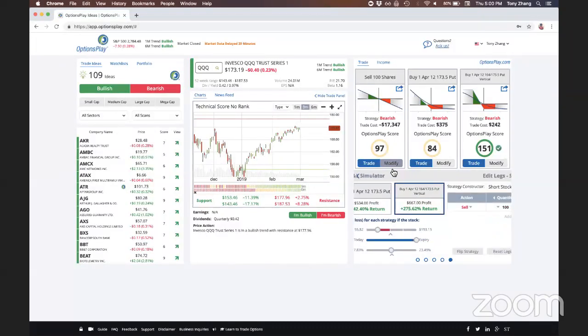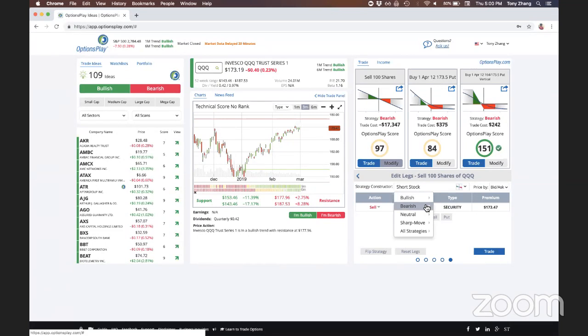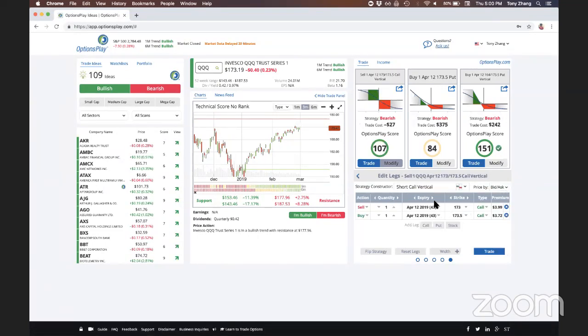So I want to take a look at a few different strategies. I want to look at selling a credit spread, and then I want to look at buying a put or buying a put spread and seeing how that compares.